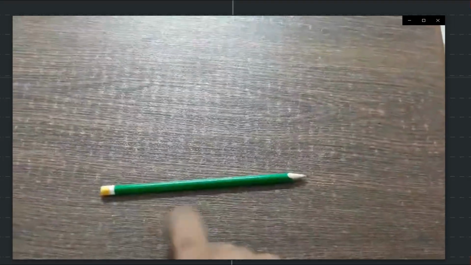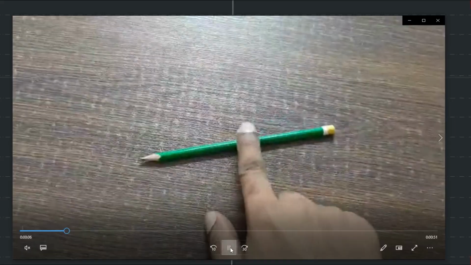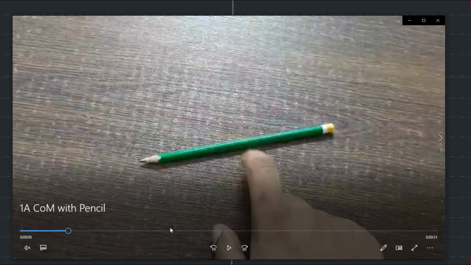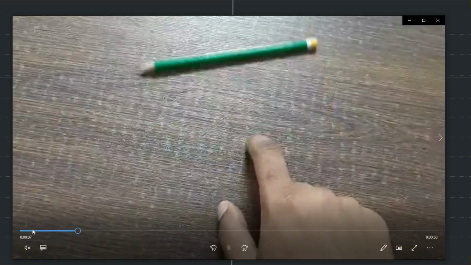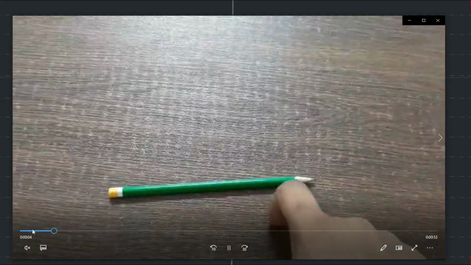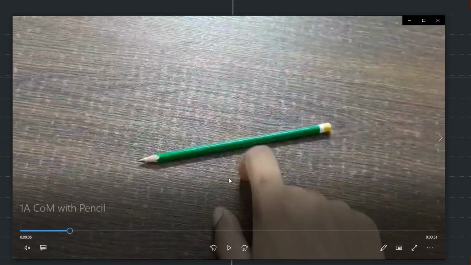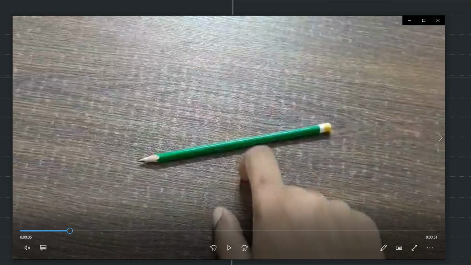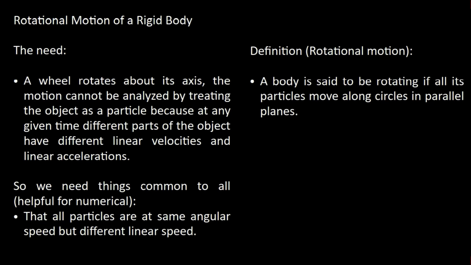So when I rotate it, each of these parts will have different acceleration, different velocity, different amount of distance that they have traveled, right? Is that true? Each part has its own values. So it's not practical for us to continue using the same discussion.